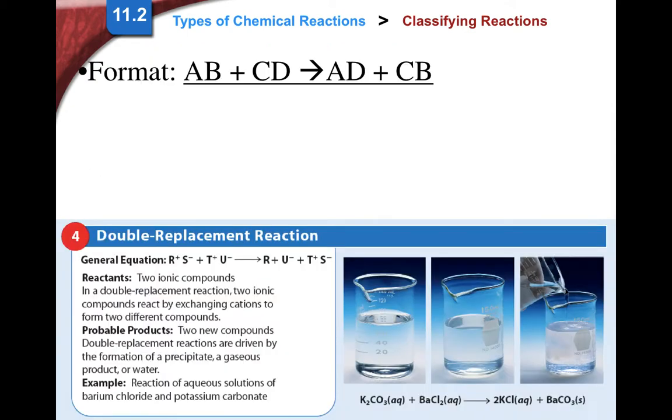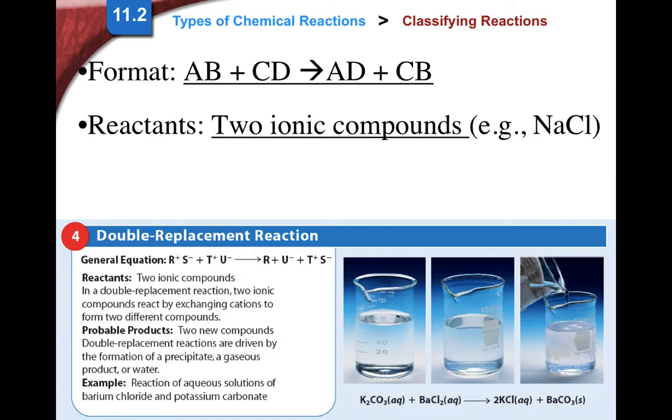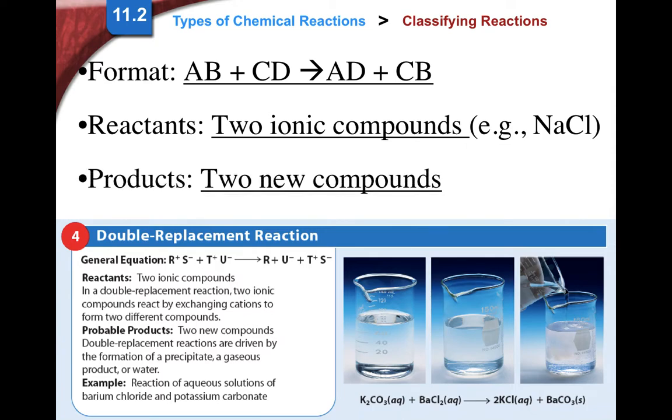Okay, so the general form is AB reacts with CD to form AD and CB. If you look closely, the B and the D just switch places, or vice versa if you want to think about it, the A and the C switch places. It doesn't matter which way you want to think about it, it's the same thing. So you always start with two ionic compounds, like salt, and you're going to end with two new compounds.